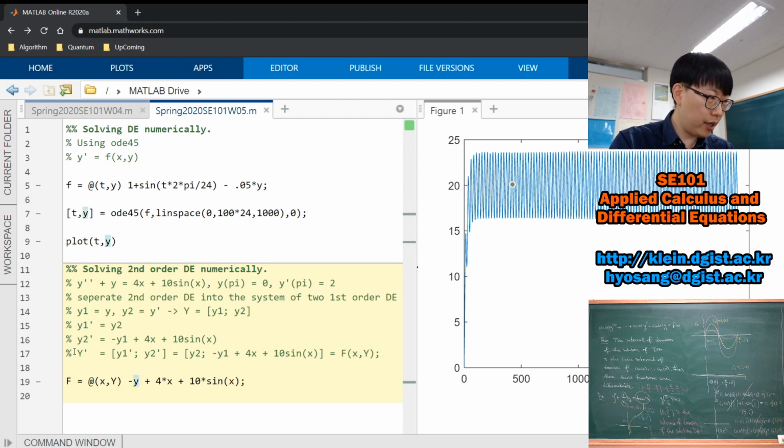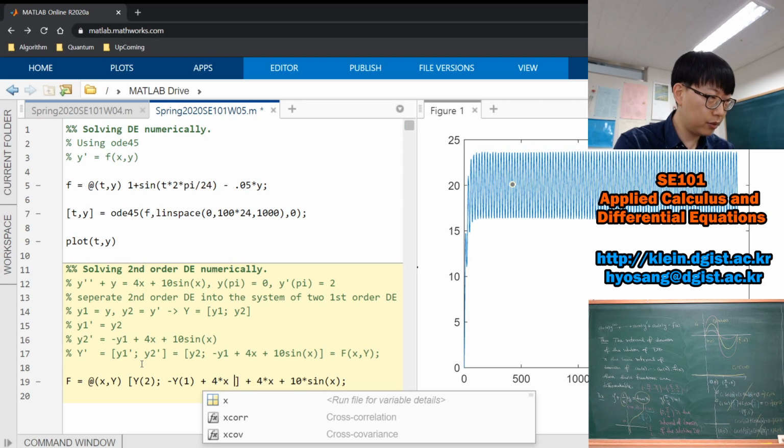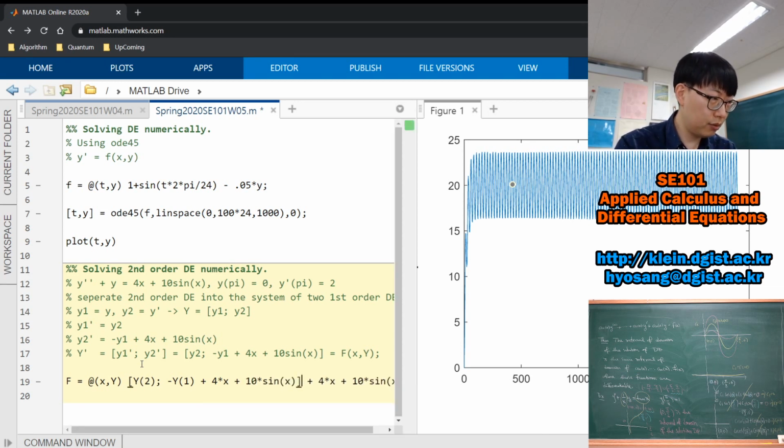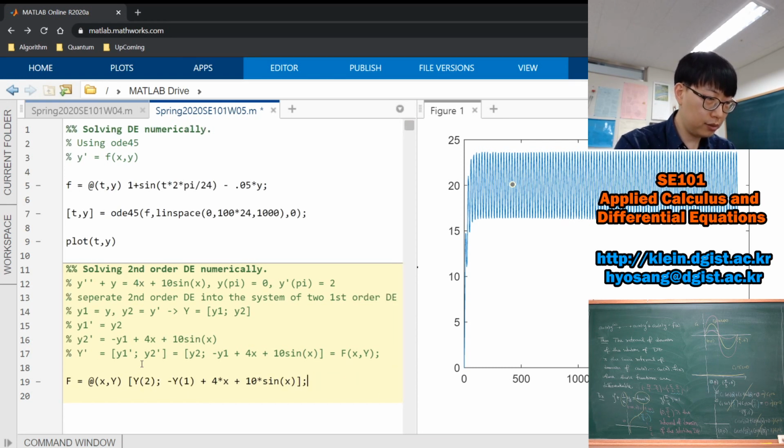Instead, large Y consists of two variables, y1 and y2. So first, y2 is the y2 right here. Okay, so y2 here. And then minus y1 plus 4 times x, that is just small x, plus 10 times sine x. And this is it.